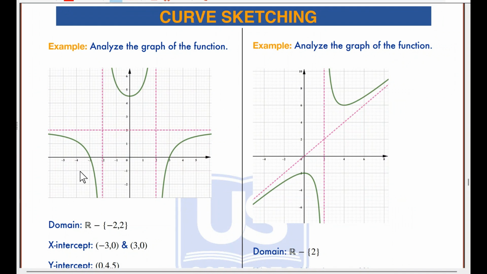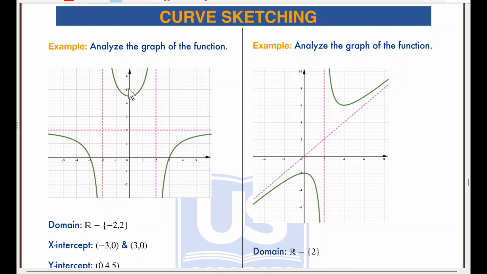In the first graph, let's talk about domain. We see graph everywhere except these two vertical asymptotes, so we can say it's all real numbers except -2 and +2. Let's talk about x-intercepts. It is the point where function is crossing the x-axis, which is -3 and +3. -3, 0 and +3, 0 are x-intercepts.